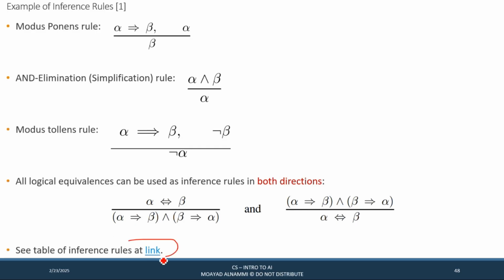And you can see the table of inference rules at this following link. What I want to say is you are not required to memorize these inference rules. If there are questions in the exams, which of course there will be, you'll be given a cheat sheet that contains all the inference rules that you need, and you will use these inference rules in order to answer questions.